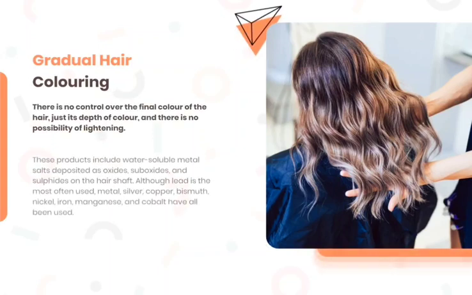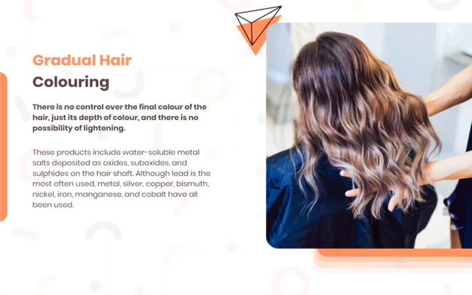There is no control over the final color of the hair, just its depth of color, and there is no possibility of lightening. These products include water-soluble metal salts deposited as oxides, suboxides, and sulfides on the hair shaft. Although lead is the most often used, silver, copper, bismuth, nickel, iron, manganese, and cobalt have all been used.